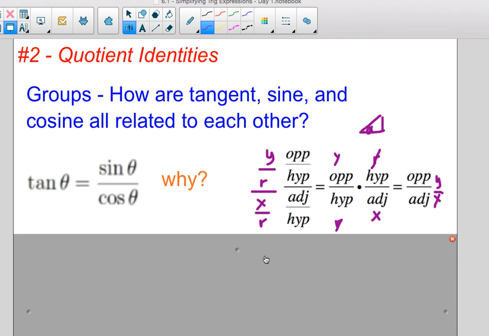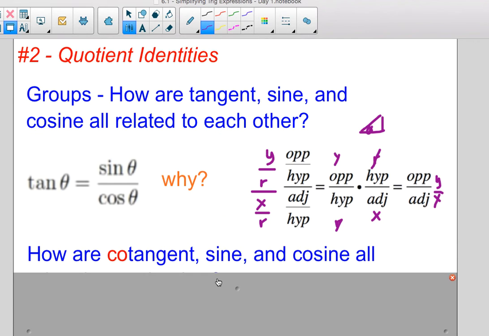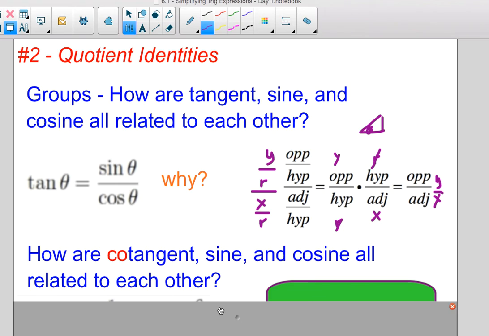So what I want you and your groups to do now is figure out how cotangent, sine and cosine could all be related to each other using that same logic.